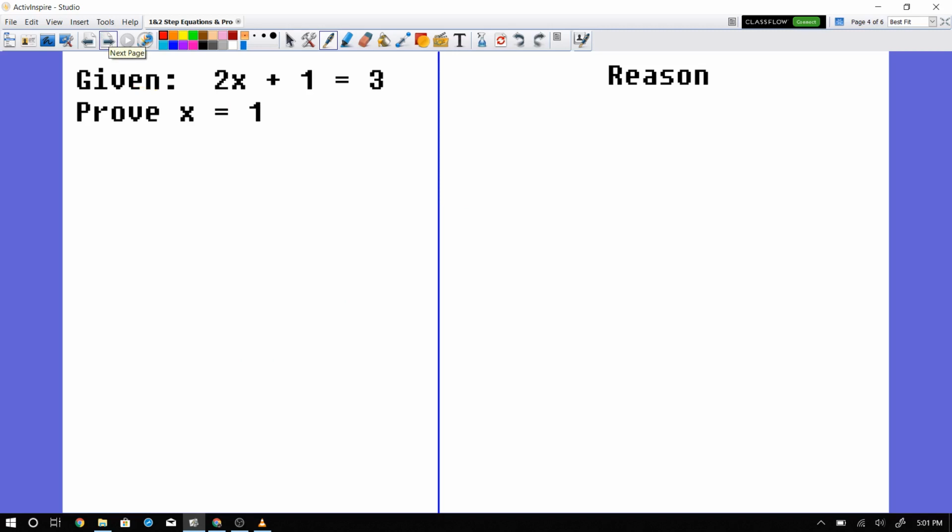Very similar problem. I'm going to start with the given. 2x plus 1 equals 3. And I'm going to go ahead and start off with the reason too. So every step I do, I'm going to go ahead and do the reason.